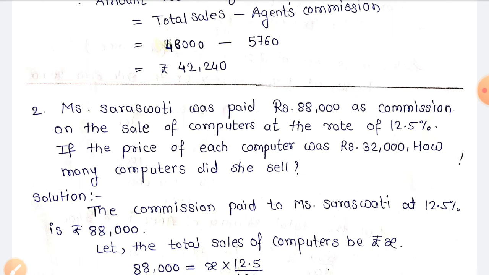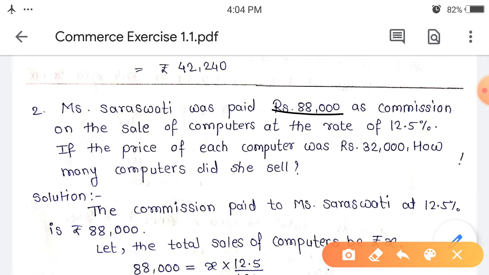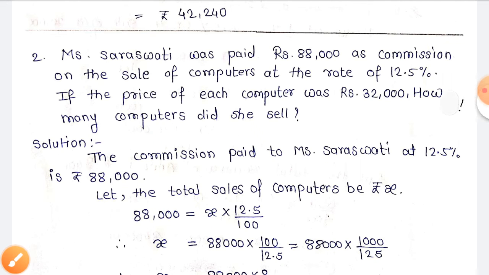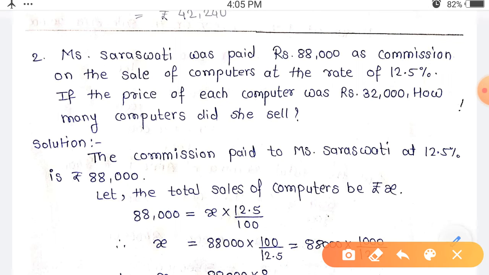From this, here we know the commission, here we know the rate of commission, and here we know the single computer price. It's very simple to find out. The commission paid to Miss Saraswati at 12.5% is 88,000. So if we consider the total sales of computers to be rupees x, because if we know the total sale, we will divide it by the single computer value, and we will get the total number of computers. So here we will consider the total as rupees x.